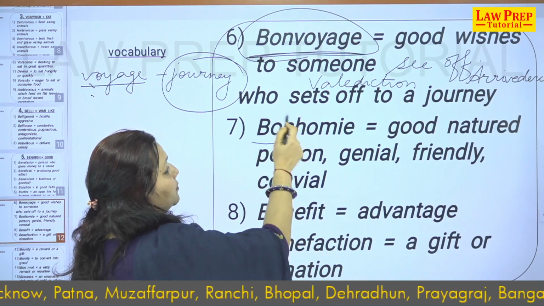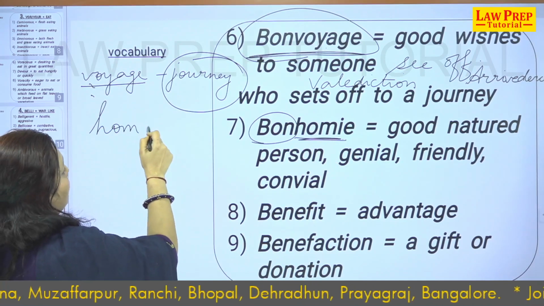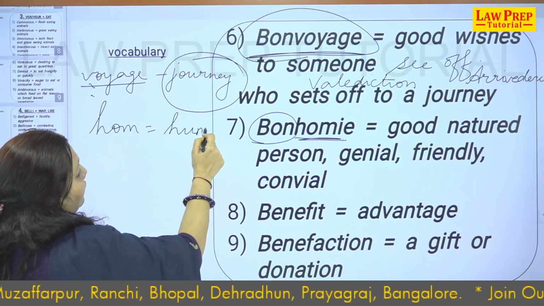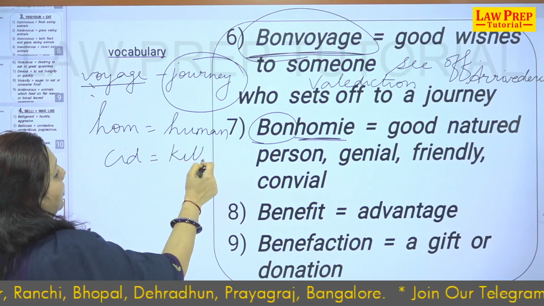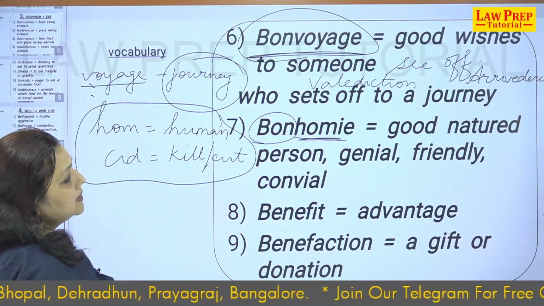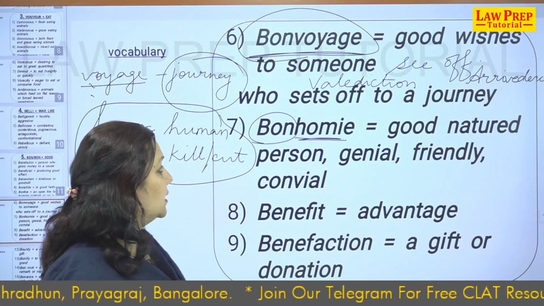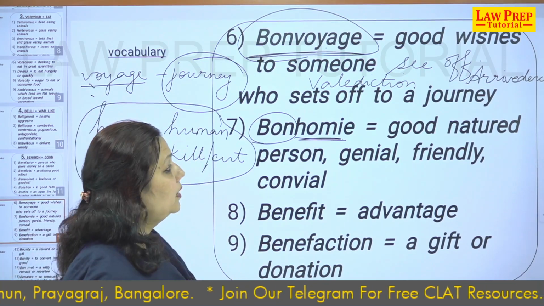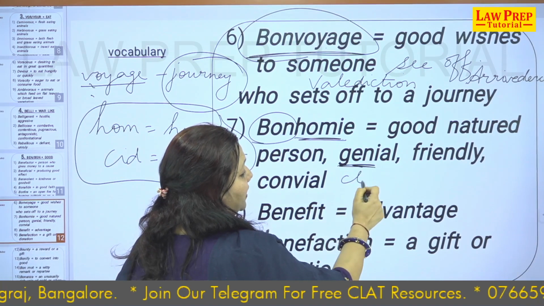You can see the root bon and HOM, that is human. So, HOM is human. Homicide. So, when we say the root sid, this means to kill or cut. Now, join the word and frame a meaning. Homicide is killing a person, killing a human being. Bon homie is a good natured person, a very genial, gen root again, class or race.